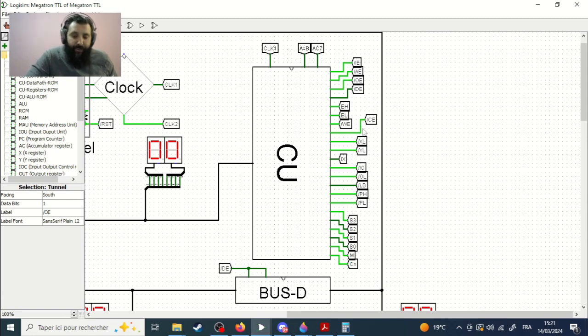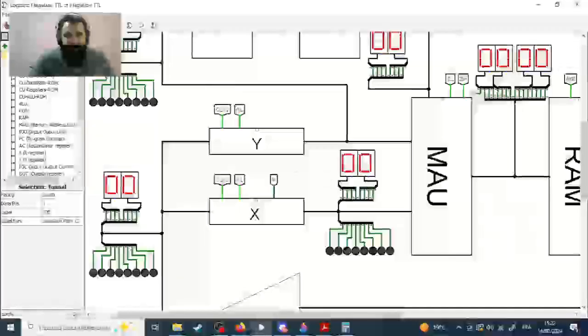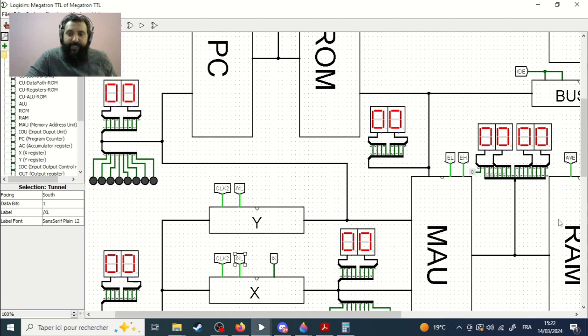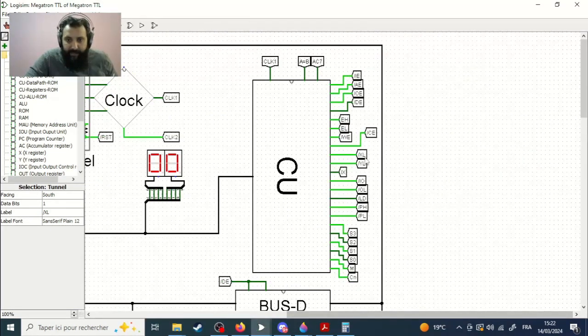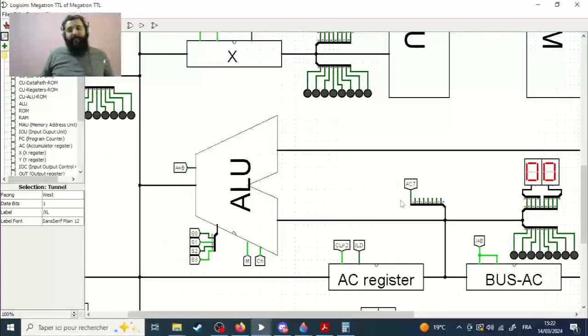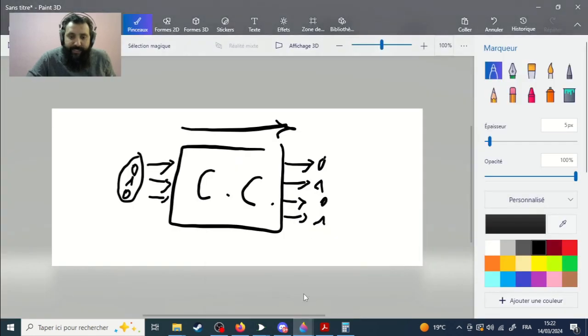Each signal is a control signal for one component of the data path. For instance, we have here XL and YL. They are used to write data into those two registers. When they are fired, they enable the writing of data inside those two registers, and the same for the other elements of the data path. This is the idea of how to use the CU.